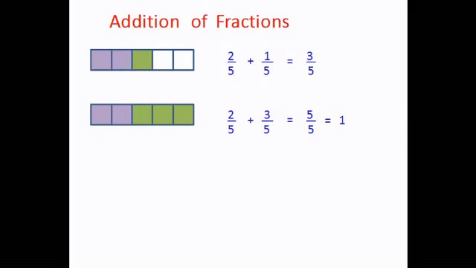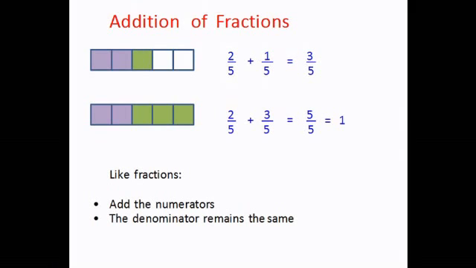So what did we learn here? We saw that when we have like fractions, meaning the denominators are the same, we add the numerators and the denominator remains the same. In the first example, the numerator is 3, which is equal to 2 plus 1, and the denominator is 5. In the second example, 2 plus 3 equals 5 is the new numerator and the denominator is 5.